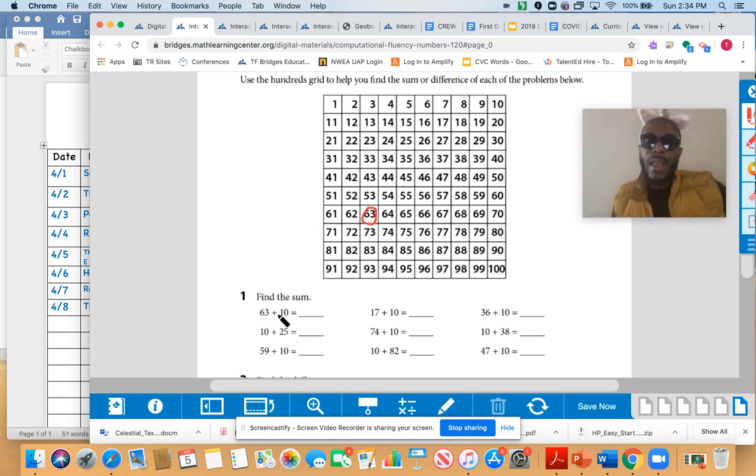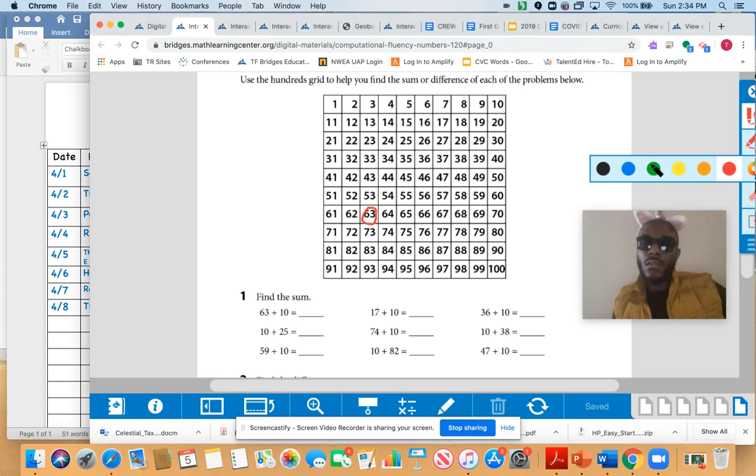There's 63. And it says plus 10. So am I going to go forward or am I going to go backward? I'm going to go forward because it says plus 10, meaning adding 10 more. So I know that 10 more from 63 is 73. The reason why I know that is because I start at 63 and count up 10 until I get to that number. 1, 2, 3, 4, 5, 6, 7, 8, 9, 10. When I count up 10 more, I land on 73.